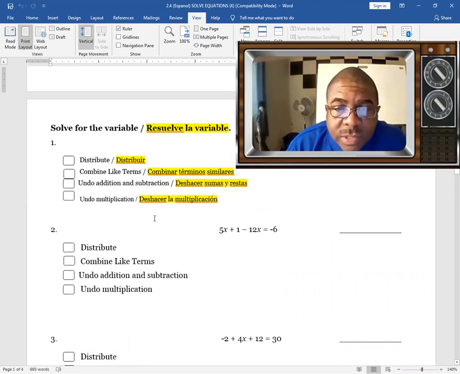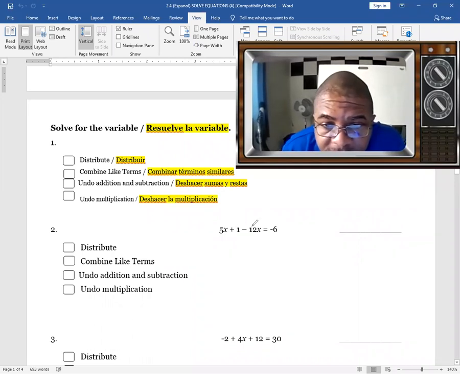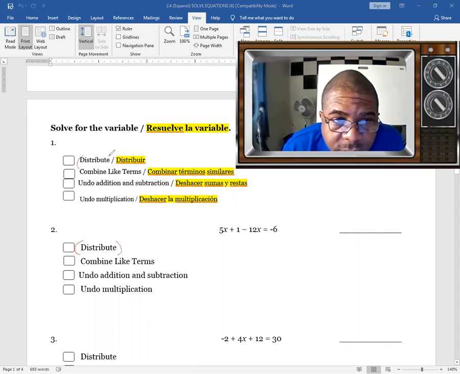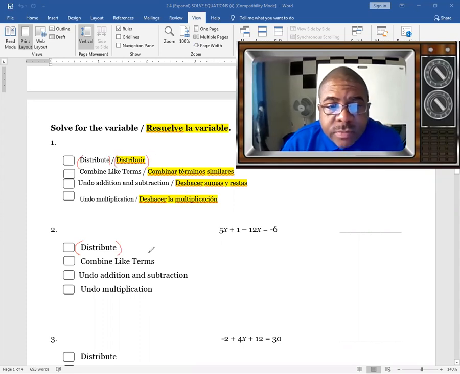Okay, so let's do it one more time. We're going to do number 2. I'm going to help you with number 2. All right, let's see. Do I need to distribute? Now, I put a parentheses around the word distribute. If you don't see a parentheses, you don't have to distribute. So I've done that. I don't have to distribute.